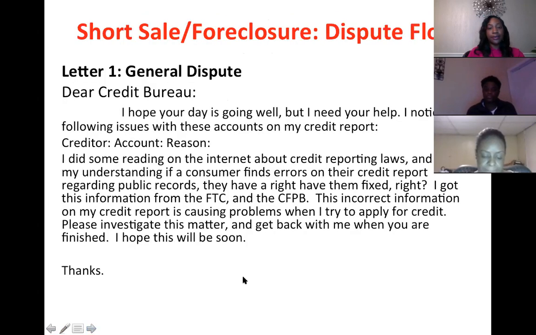Okay. A short sale is going to use the same 5-step letter that I showed you guys. The general dispute here: you found some errors, you have a right to get them fixed, you read that on the website, and you hope it can get fixed soon. Step 2 is your method of verification. Same thing: how did you verify?